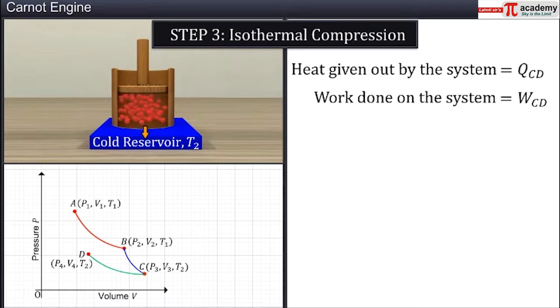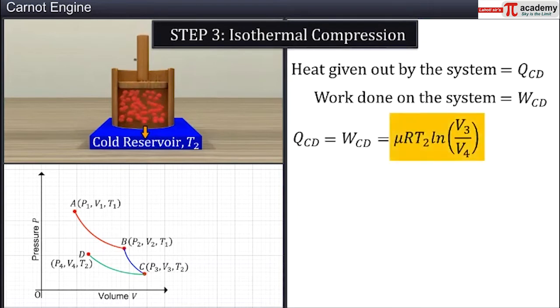Since the process is isothermal, QCD is equal to WCD, which is equal to mu R T2 ln V3 by V4. Let this be equation 4.